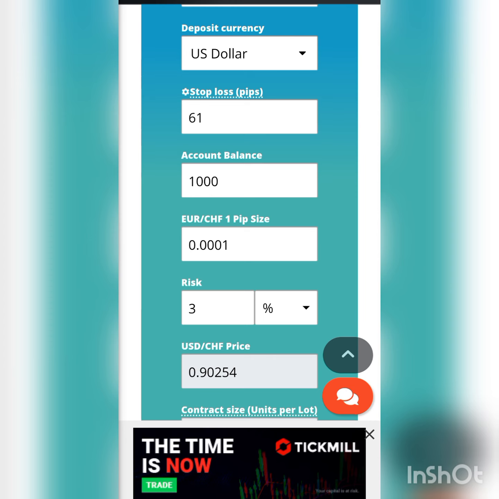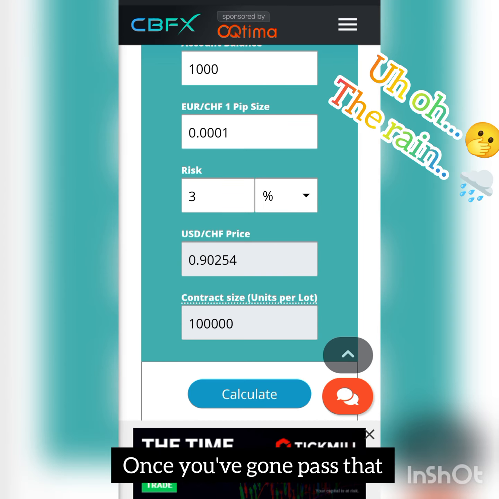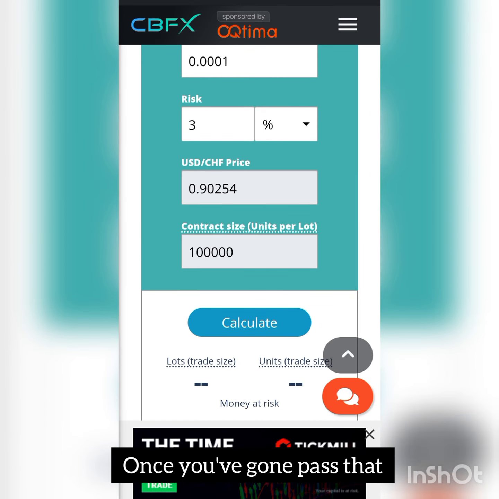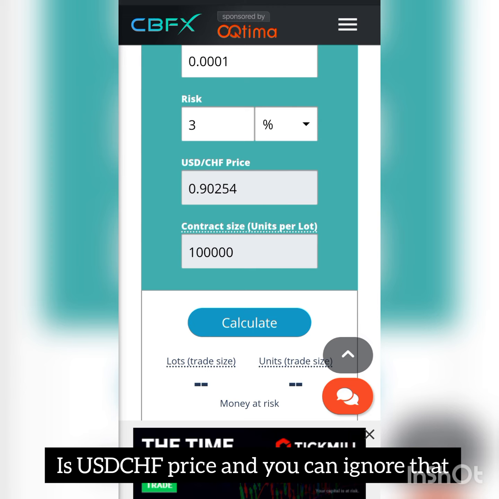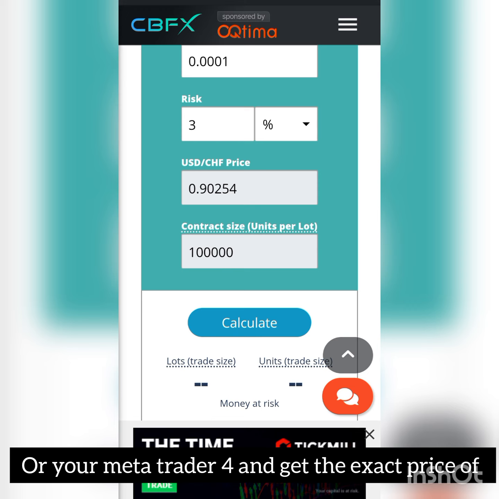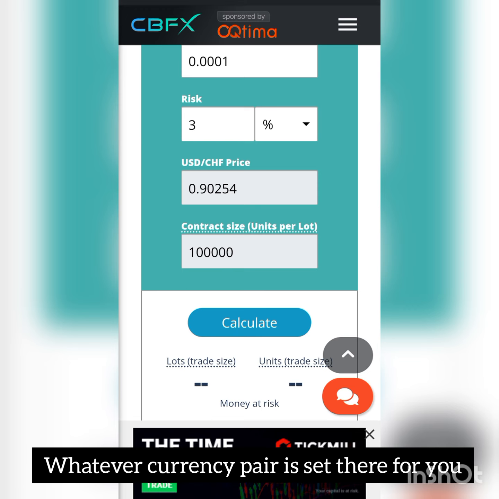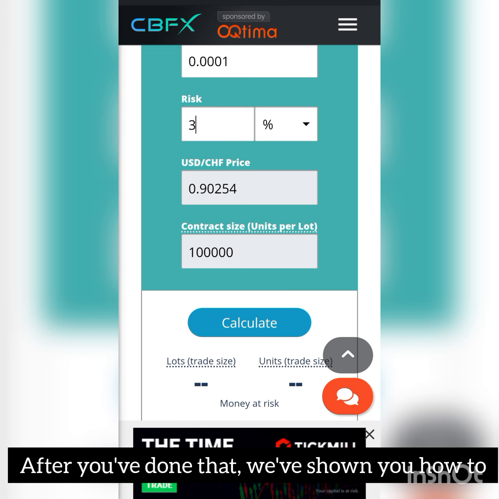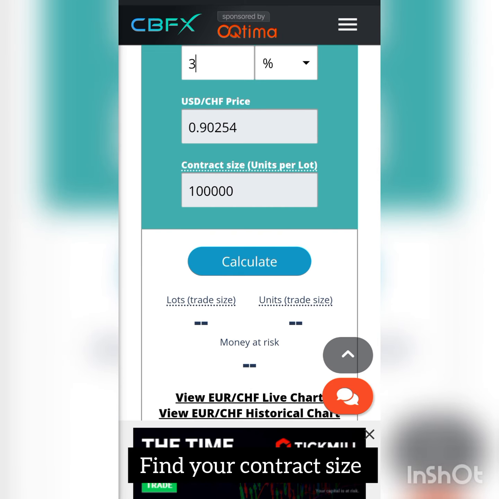Let's just assume it's $1,000. Once you've gone past that, the next thing it asks for is the CHF price. You can ignore that, or you just go to your TradingView site or your MetaTrader 4 and get the exact price of Euro CHF, or whatever currency pair is set there for you. After you've done that, it will show you how to find your contract size.